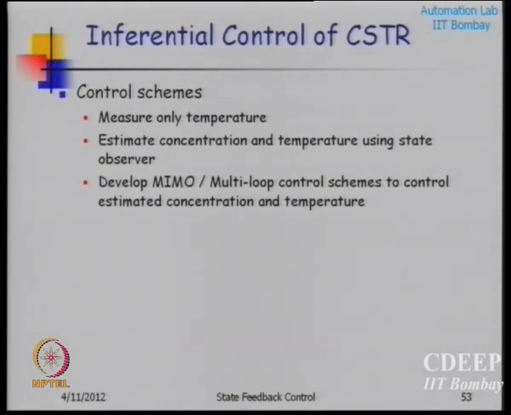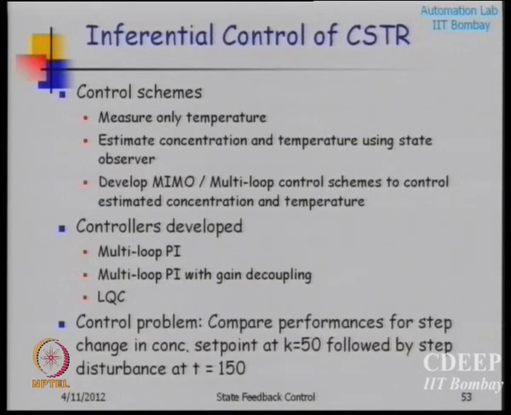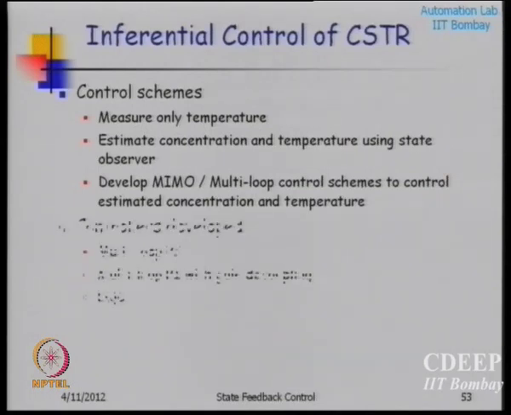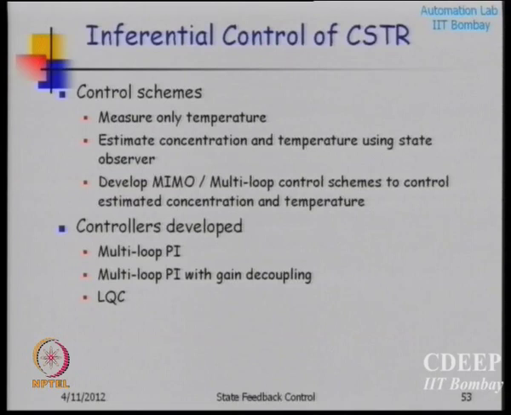Okay, so what I am going to do here is develop a control scheme for a CSTR, the reactor problem which we have been looking at for quite some time. I am going to measure only temperature, estimate concentration and temperature using the state observer, okay. And then I am going to develop a multi-loop control scheme with two PI controllers and a multivariable control scheme, LQG, okay. Then I am going to compare three controllers: a multi-loop PI controller, a multi-loop PI controller with decoupling, and an LQG controller, okay.